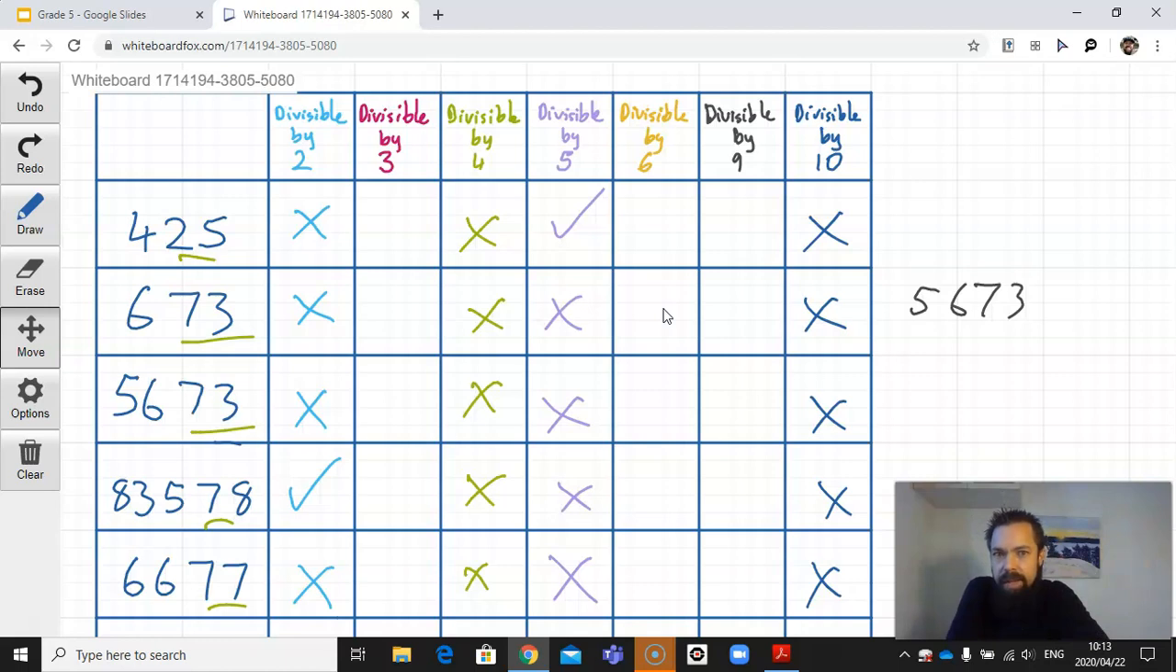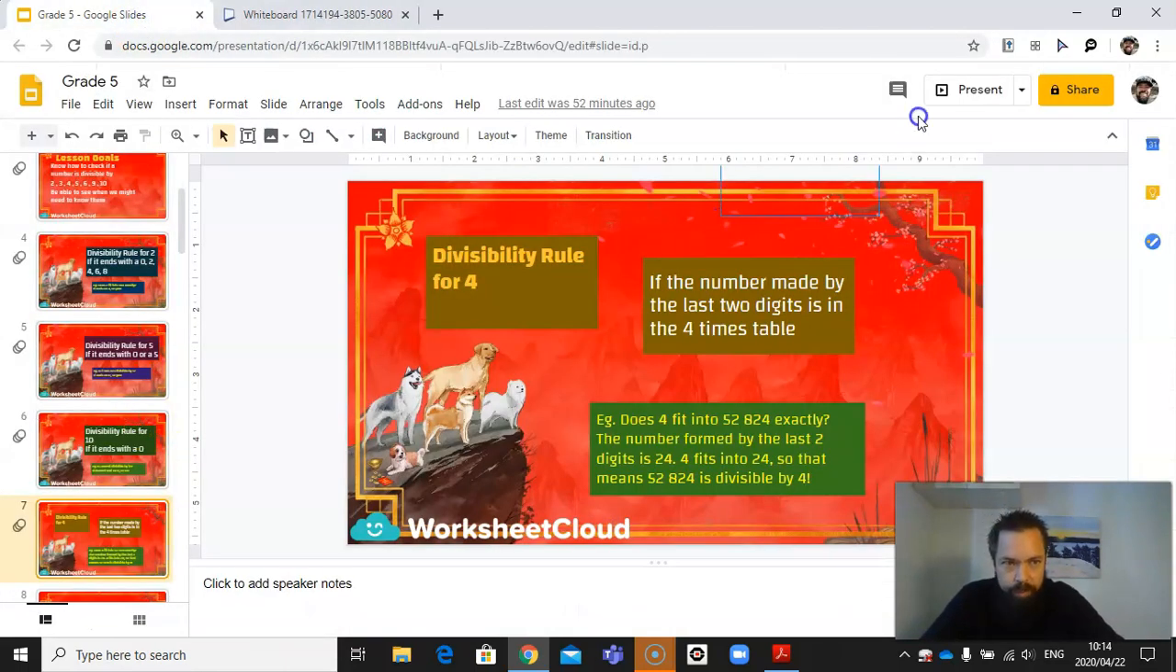Let's have a look at 3, 6, and 9. They're part of the same sort of family, which makes sense because 3 fits into 6 and 3 fits into 9. So you can see there is a relationship there already, and let's go and explore that some more.